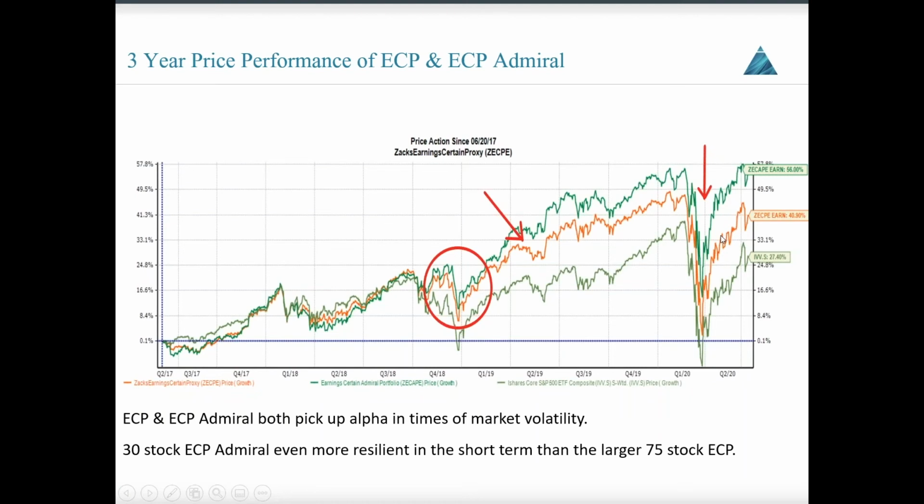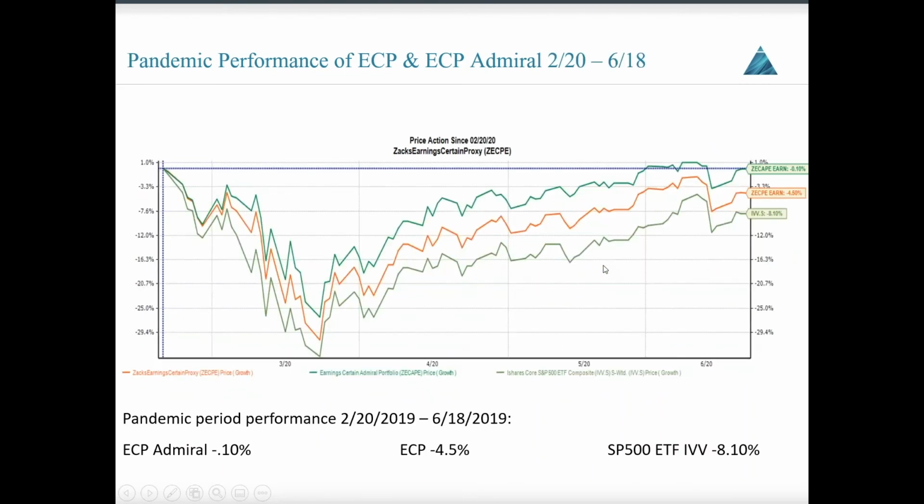And you can see the green and orange. These are your earnings certain portfolio. The green one is the Admiral. You can see ZECA for Admiral portfolio, equal weight. And then the original 75 stock members portfolio is in orange. And you can see what happens when we have the market volatility. We pick up alpha literally at every blip. And those returns just tend to continue to compound.